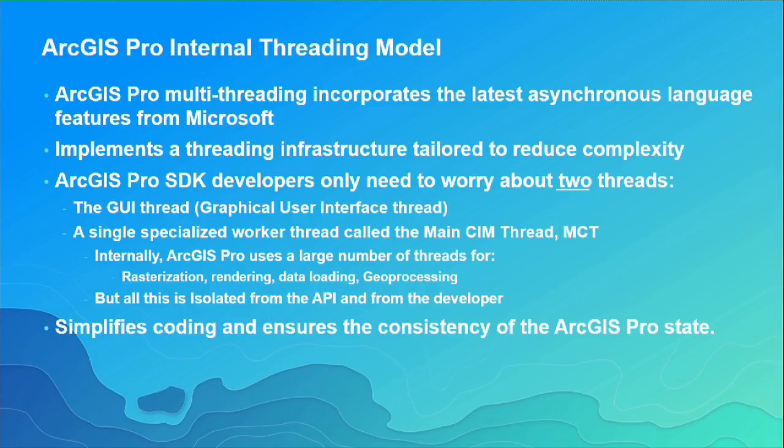CIM is short for Cartographic Information Model. You probably heard that before too. So internally, ArcGIS Pro uses a large number of threads for rasterization, rendering, data loading, geoprocessing, but this all is isolated from the API and from the developer. So as a result, this simplifies the coding and ensures the consistency of the ArcGIS Pro state.